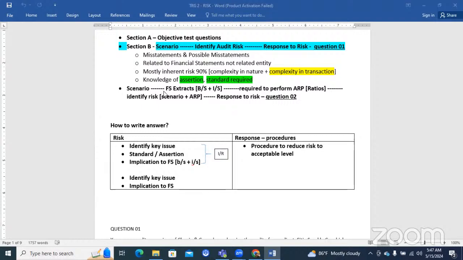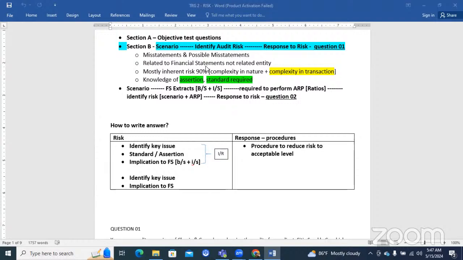Then again, practice questions, scenario and extract. Perform ARP. Then identify risk and response to risk. Right. So please practice both types of questions. If you get a question, scenario, identify audit risk and response to audit risk, the cases are a bit complicated.